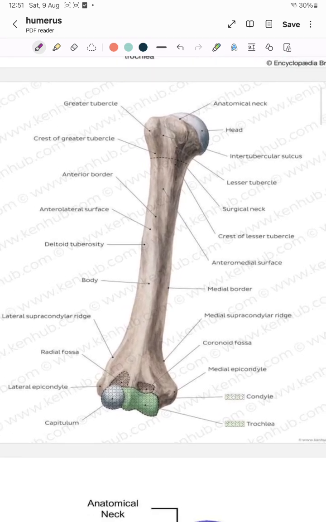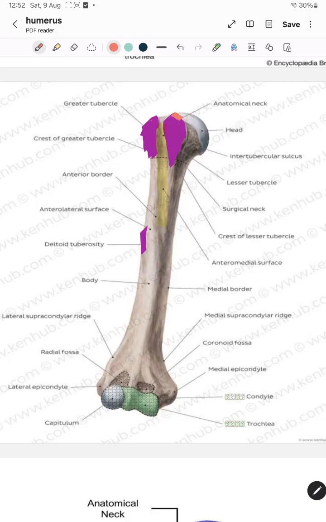So this is the anterior aspect of the humerus. We'll see some features. This is the greater tubercle, on the lateral aspect of the bone. On the anterior aspect we have the lesser tubercle. This is the deltoid tuberosity, and this is the intertubercular sulcus. Between the two tubercles there is a sulcus known as the intertubercular sulcus.